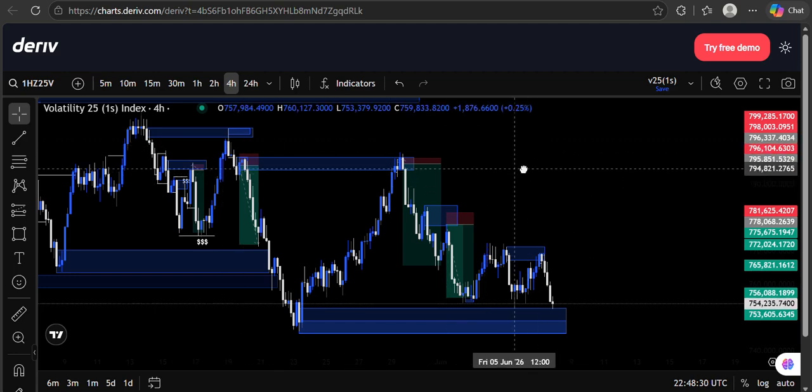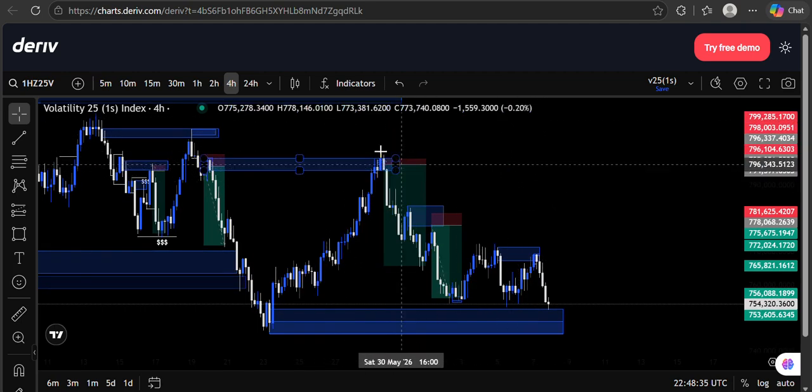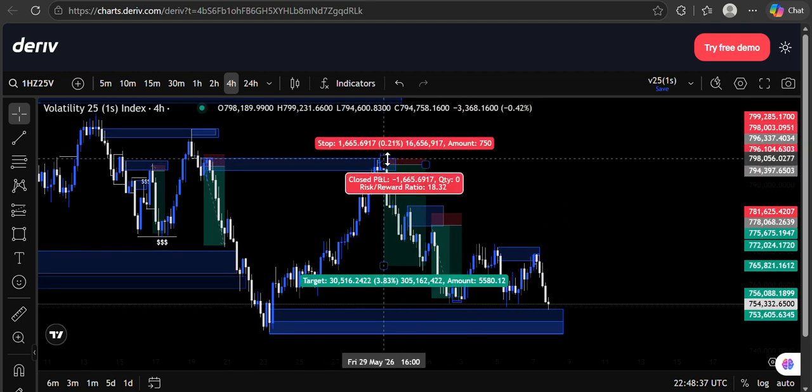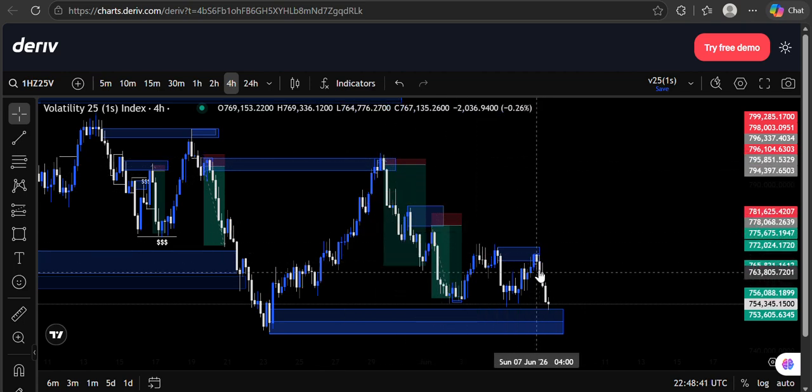All right, so now looking at the chart before us, we are going to see some of the trade we took. Starting here, this was the previous week. So there was a sale here, there was another sale here, and then this was the last one we took.